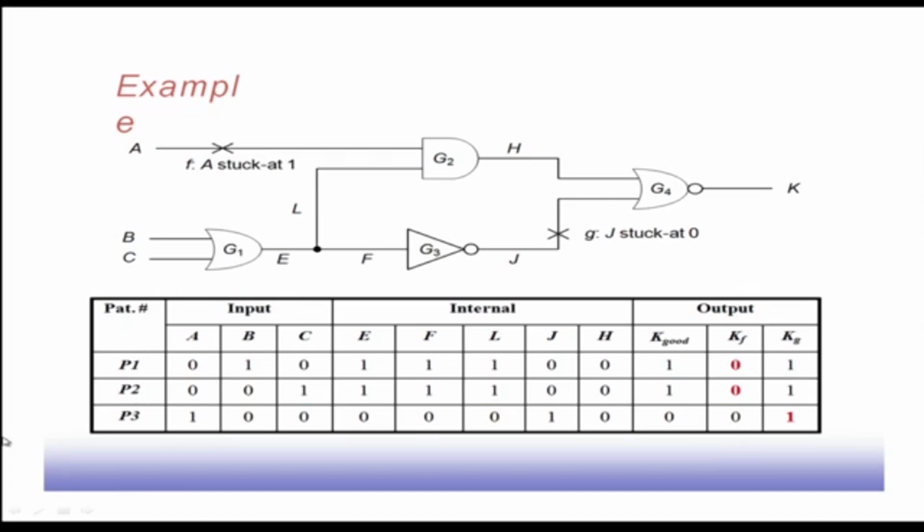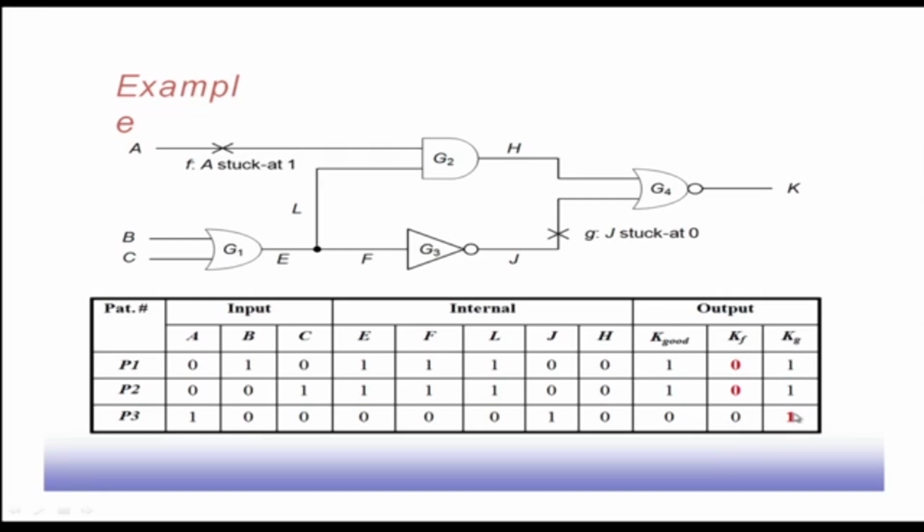Also, when we try with pattern 2, we see that the response is different from the good circuit. So, good circuit response is 1, bad circuit response is 0. So, that way there is a difference in this. So, that way we have got a faulty response for this fault as well for pattern P2. So, either P1 or P2 can be used for detecting this particular fault. For P3 also, we see that the good response is 0. However, P3 could not detect this particular fault, because the faulty response for P3 is also 0. So, it cannot detect this fault.